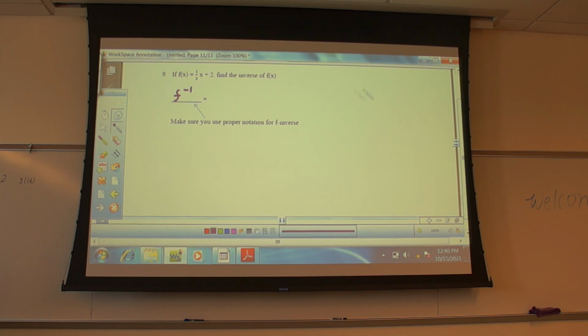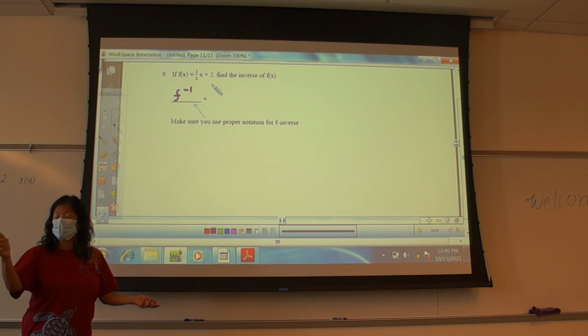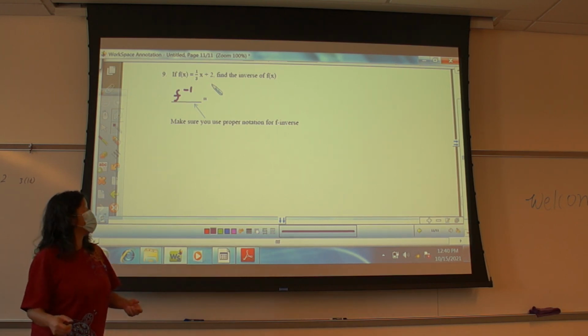Okay, now we need to find the inverse. How do we find the inverse? What do we know about inverses? They undo each other, like socks and shoes. There's that whole shoes and socks thing.